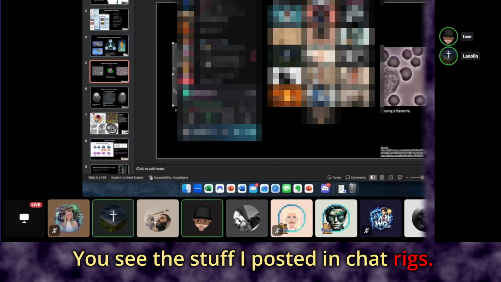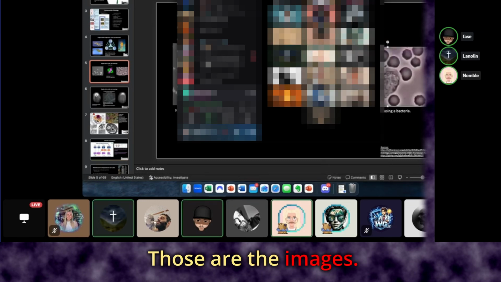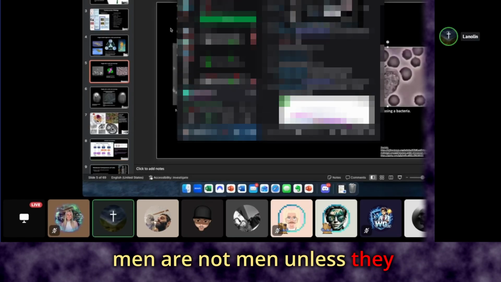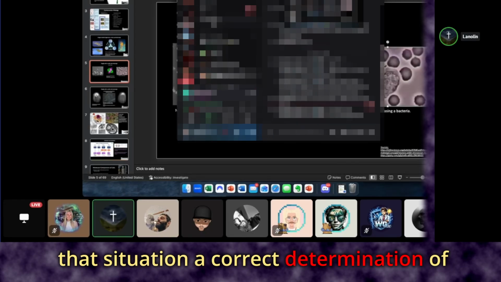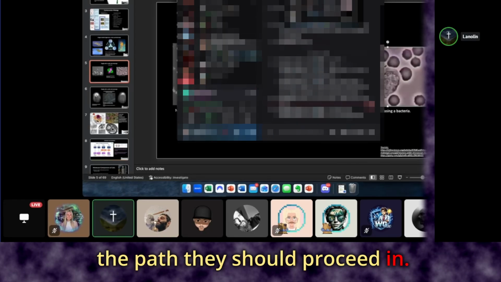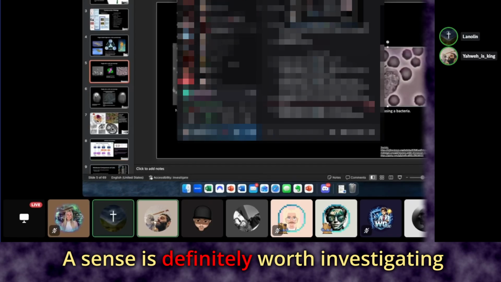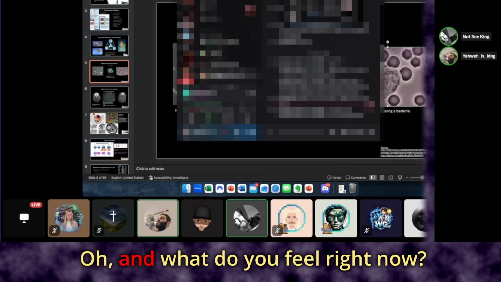Yeah. Did you see the stuff I posted in chat, Riggs? Hey guys, how do we ask people for proof of DNA? Those are the images that give it. Those are human cells. I do believe men have an implicit function: men are not men unless they can recognize, through their feel of that situation, a correct determination of the path they should proceed in. So yes, a feel that is telling you something, a sense, is definitely worth investigating at some point, not just ignoring into eternity.